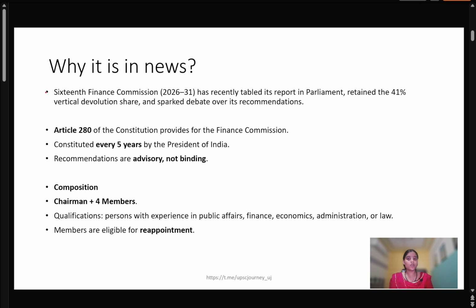So why is it in news? Because the 16th Finance Commission has recently tabled its report in Parliament and retained 41% of vertical devolution share and sparked debate over its recommendations. There are two verticals: one is vertical devolution and one is horizontal devolution. In vertical devolution, it retains 41% share. So first of all, we have to understand about Finance Commission.